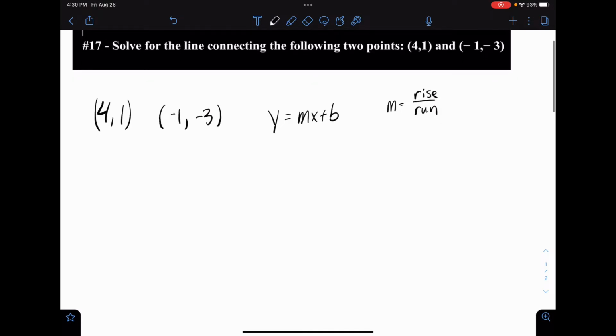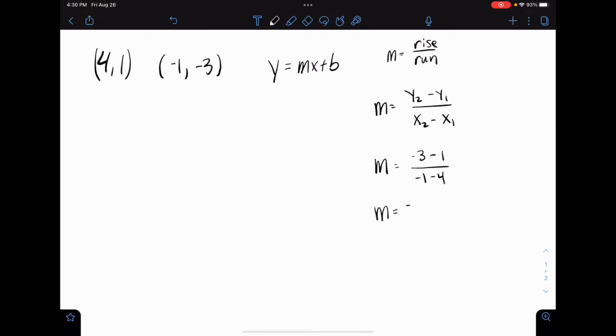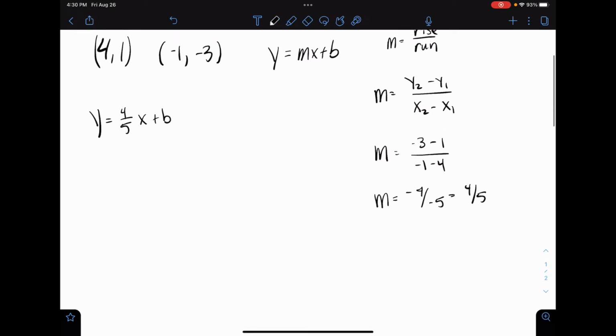So first, to solve for slope, we're just going to do y2 minus y1 over x2 minus x1. Plug in our numbers, we get -3 minus 1, and -1 minus 4. This gives us a slope of -4 over -5, or just 4/5. So if we plug that into our equation, we currently have y equals 4/5 x plus b.